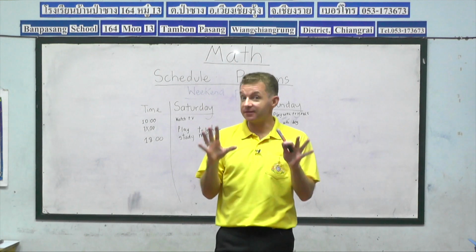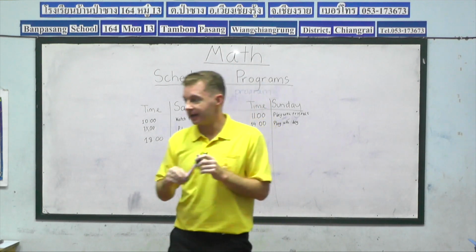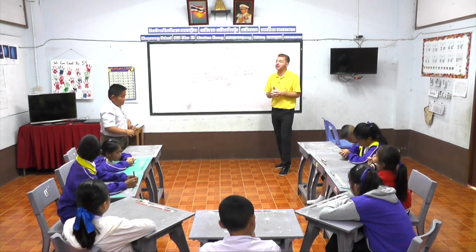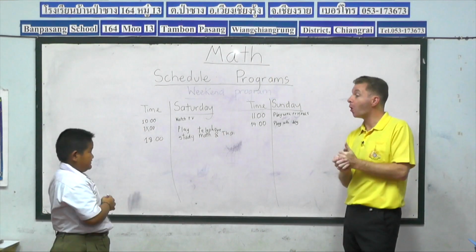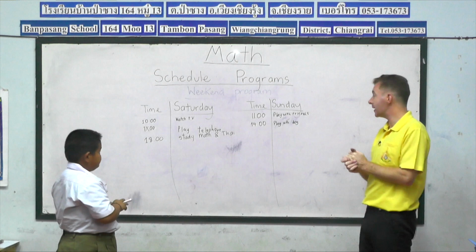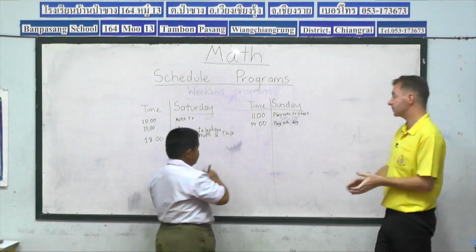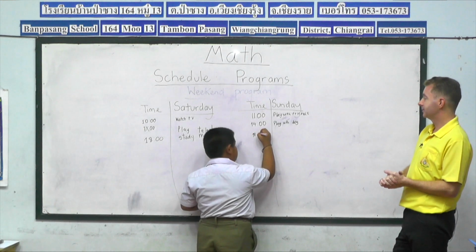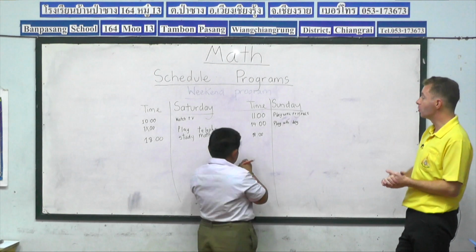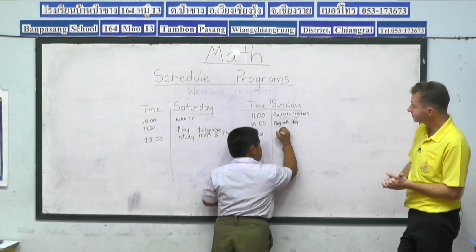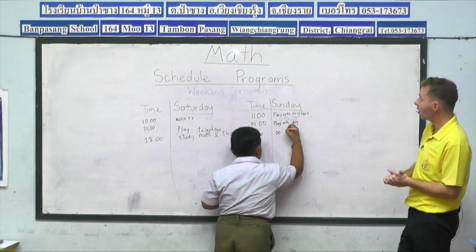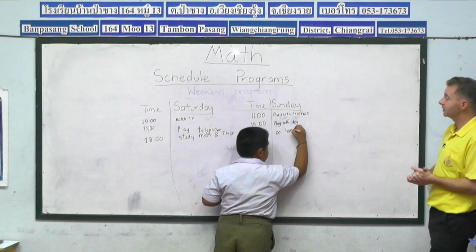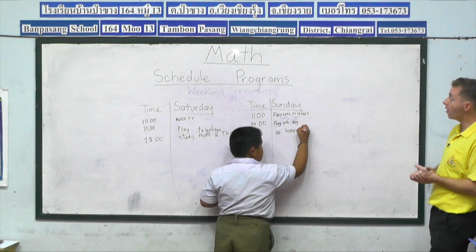And finally, let's find out what Net got up to on Sunday evening. So Net, you can come and join me at the front, please. Sunday evening, what did you do, Net? Do homework. Okay, so what time did you do homework? 1800? And then do, D-O. And homework, H-O-M-E, W-O-R-K.